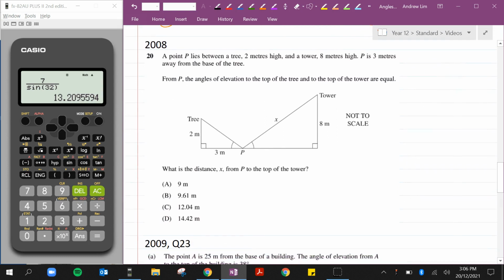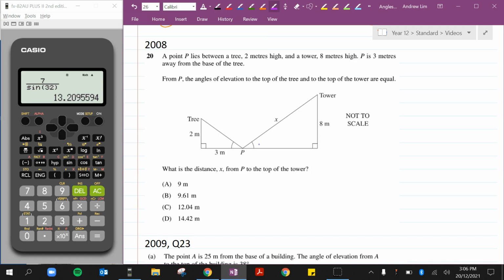Alright, question 20 of the 2008 paper. A point P lies between a tree, 2 meters high, and a tower, 8 meters high. P is 3 meters away from the base of the tree. From P, the angles of elevation to the top of the tree and to the top of the tower are equal. So whatever this is, if this is 40 degrees, then this one is also 40 degrees. What is the distance x from P to the top of the tower?